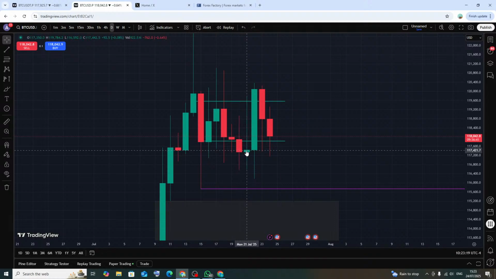Monday, look at this candle. Tuesday, look at this candle. Wednesday, look at this candle. Thursday, look at this candle. Hardly ever on a daily time frame do we have a big candle, which is this one, approximately 116 to 120.